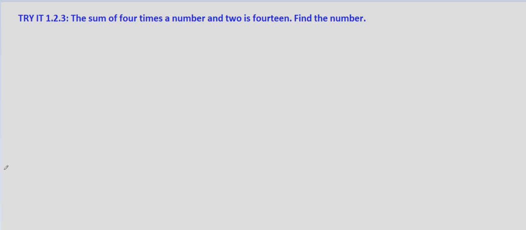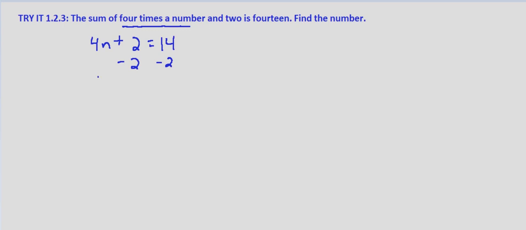So we know there's going to be a sum, as we're told, it's the sum. Now, what is it the sum of? It's the sum of 4 times a number and 2. And we're told that that equals 14. Now we just solve like we always would.